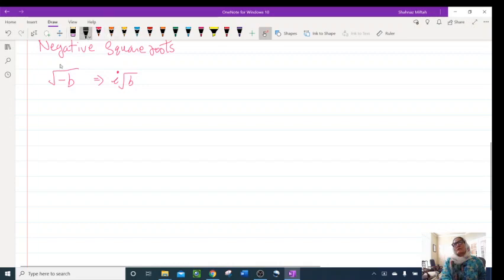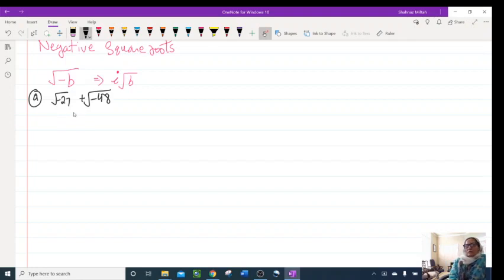So let's do the questions. Example A, I have the square root of -27 plus the square root of -48. So I'm adding these square roots, and let's see how it goes. Let's get rid of this negative inside the square root.